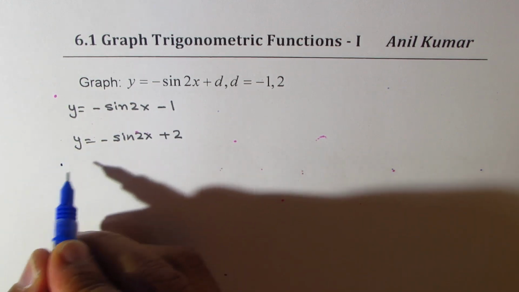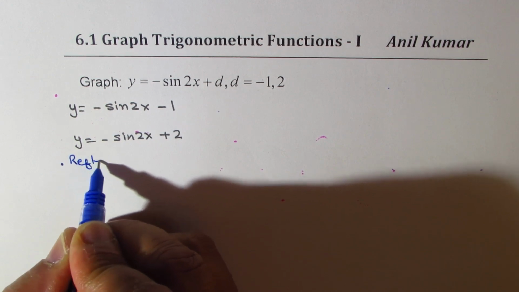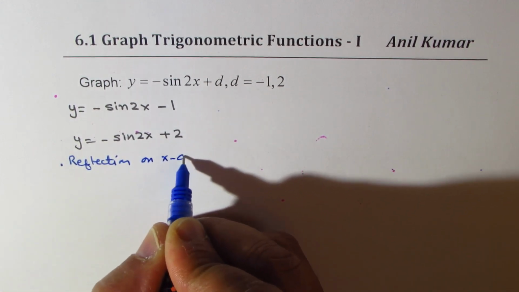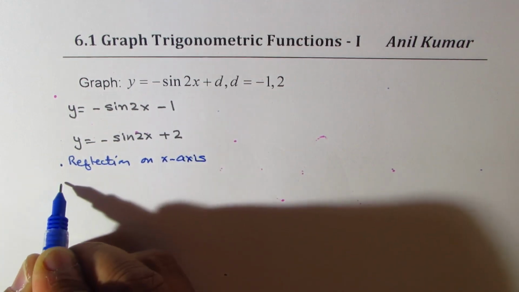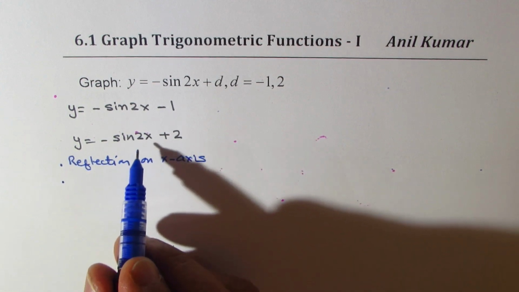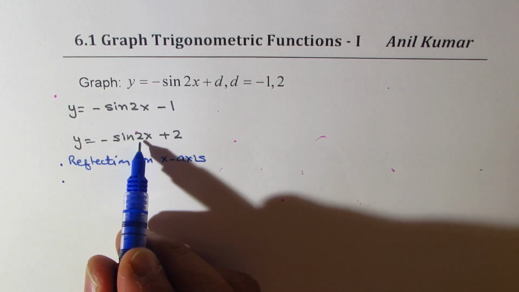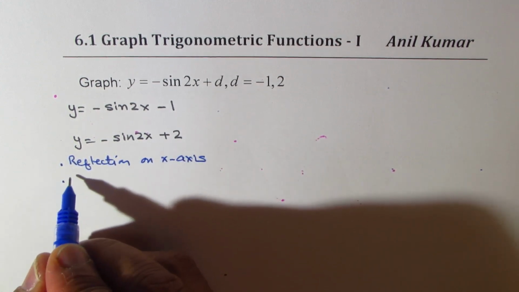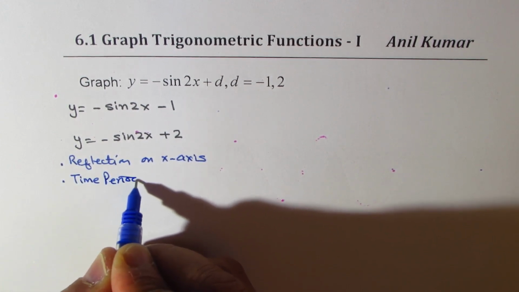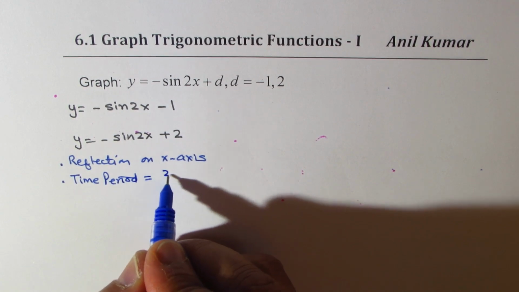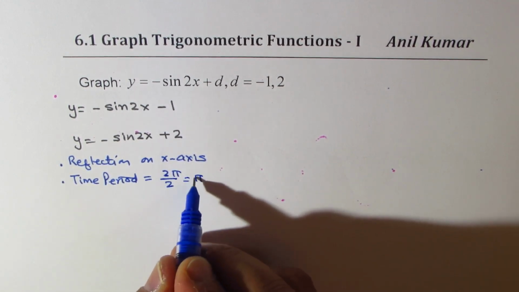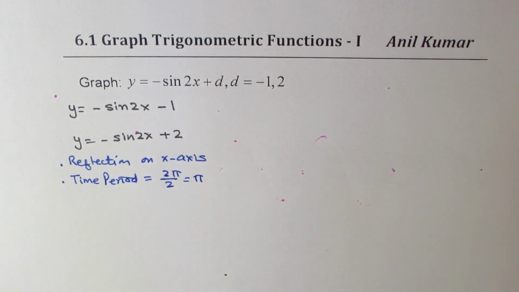So these are two things which we are going to notice. One, we are going to see reflection on x-axis. Then this 2, as we saw in the last part, means horizontally compressed by a factor of half, or time period is equal to 2 pi by 2, which is only pi. So it is horizontally compressed by a factor, right?